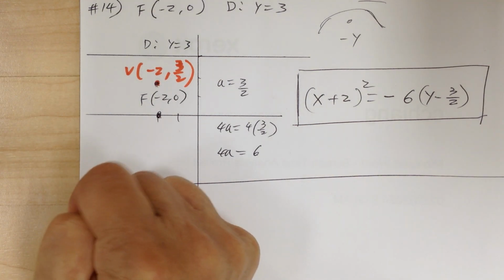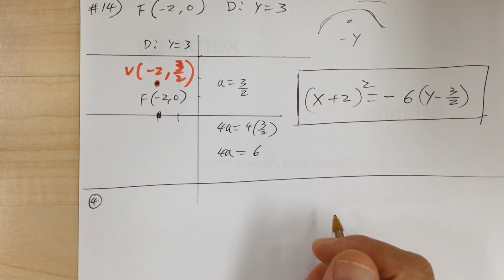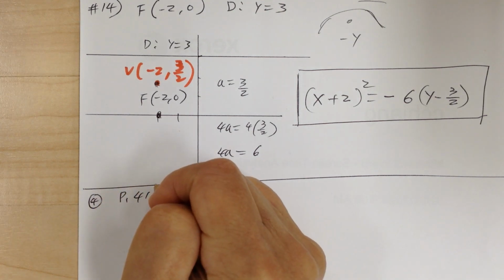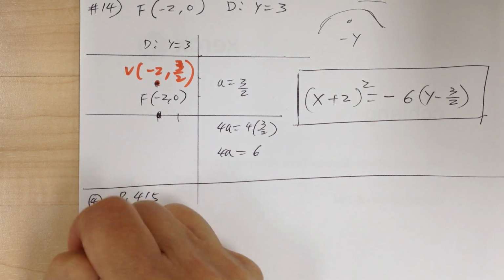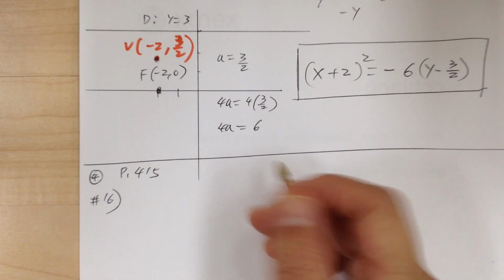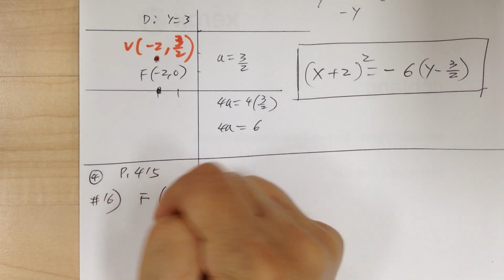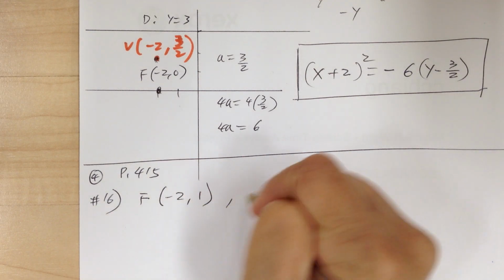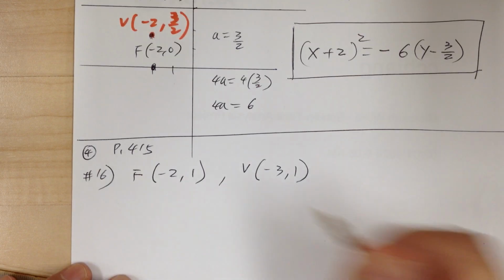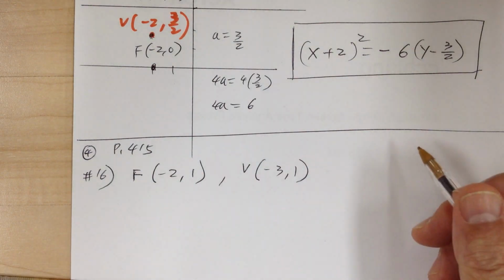Okay, number 4. Let's go to page 415, and let's do number 16. You have the focus at (-2, 1) and the vertex at (-3, 1). Again, you sketch it out and find your a.